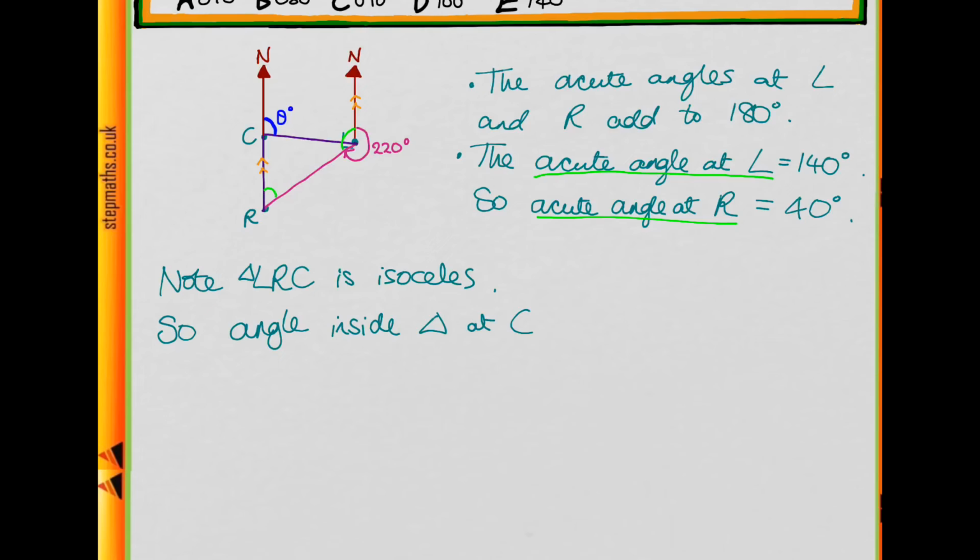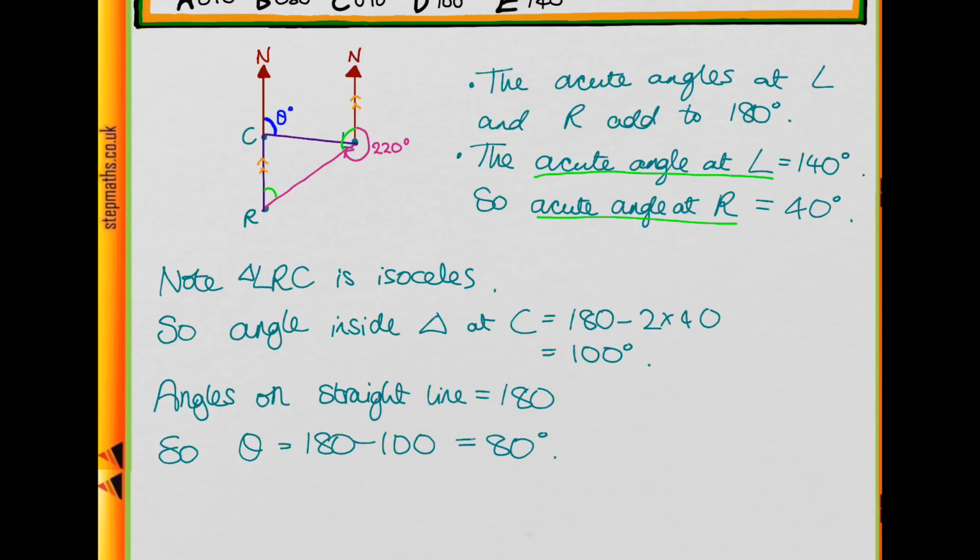And so we can find the angle inside the triangle at C, so this angle here. We do that by doing 180, the total amount of angles in a triangle, minus the 2 40s for the other angles in the triangle. And so we get that this angle here is 100 degrees. Well, we know that this is a straight line, and the angles on a straight line add to 180 degrees. So from this, we know that theta must be 180, the whole line, minus the 100 here, so theta is 80 degrees, and that's how we get our answer of B.